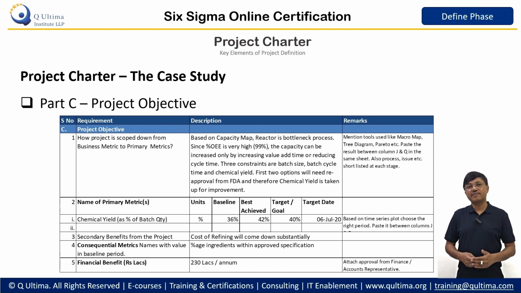Another metric which is very important to define is the consequential metric. Consequential metrics are possible other effects which we should avoid during the success of the project, and in this case we should ensure that the ingredients are within the specification limits for which we have taken approval from the authorities. Also the financial metric, the most critical metric which is going to create a lot of business interest, should be measured and approved by the financial authority or financial head in the company, and this objective is very closely seen by various people in the organization.